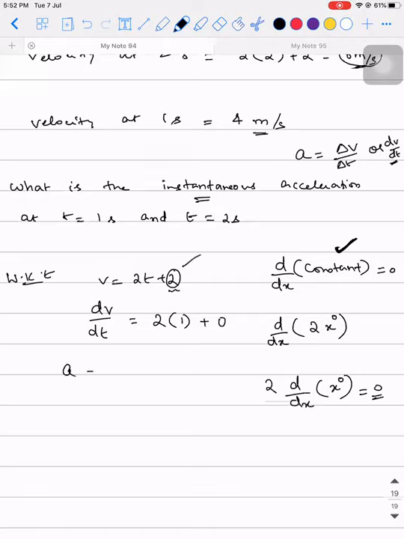So dV by dt is nothing but A. A is equal to 2 meters per second square. So what is the acceleration of the particle at 1 second? 2 meters per second square. What is the acceleration at 2 seconds? Look at the expression. Look at the expression. What is the acceleration here?